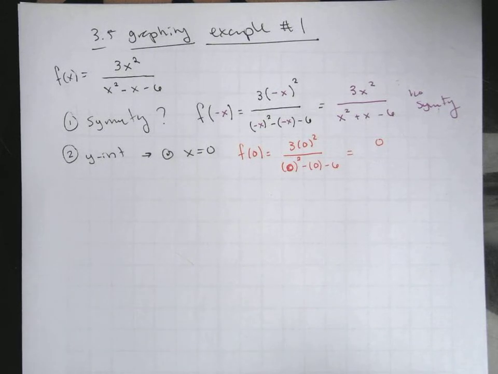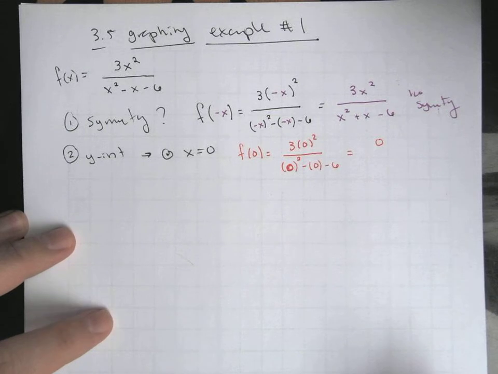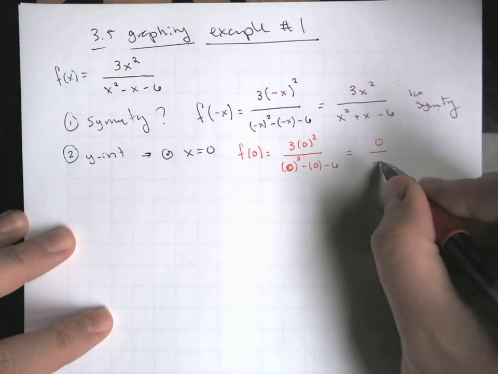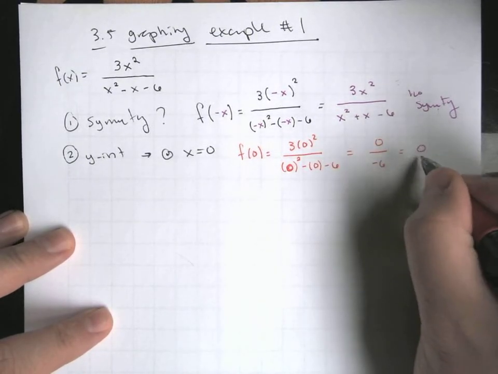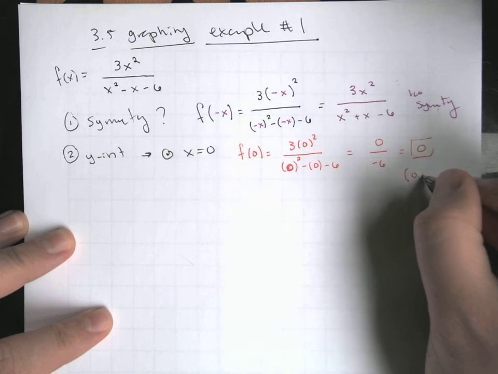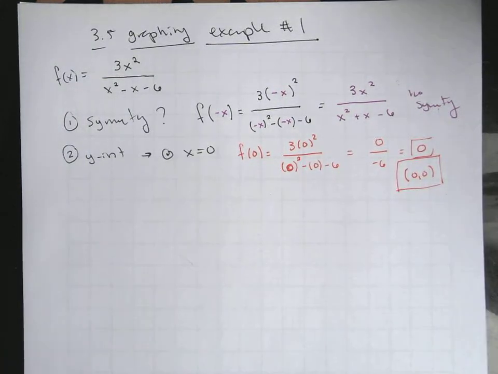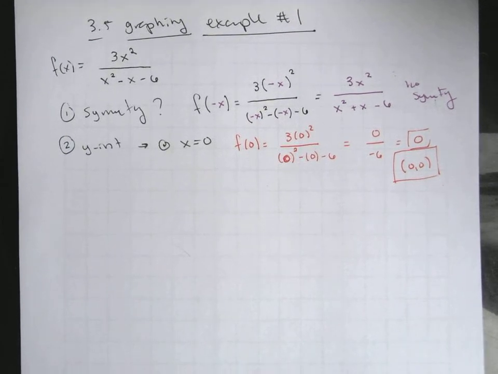If we do, 0 over 0, we said that's likely to be one of our holes, where we have a gap in the graph. That's not what happens here. We just get negative 6 on the bottom, and so we get y-intercept at 0, so we're going through the origin 0, 0. So that's going to be one of our graphed points. That's going to be our y-intercept.